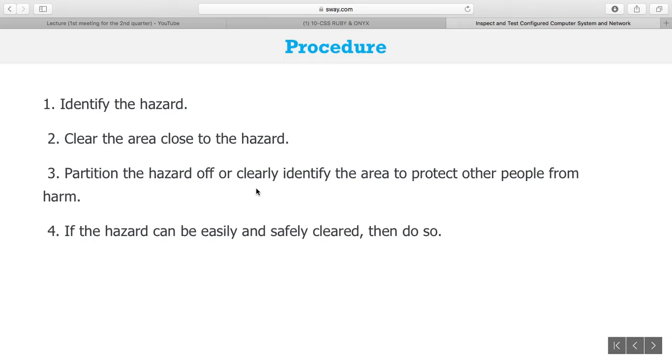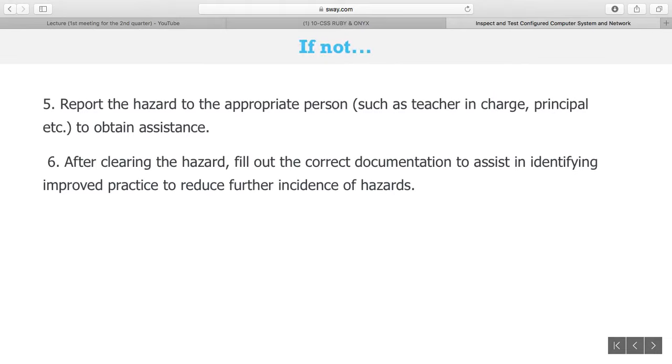If the hazard can be easily cleared, then do it. If there are chairs or boxes blocking the way of the door to the exits, you may just put those away. But if there are times that you cannot clear the hazards, like a spill of a chemical or electric stuff, then you must report it to the appropriate person. That can be the teacher nearest to you, the SSG, or the principal, so that you can ask for assistance.